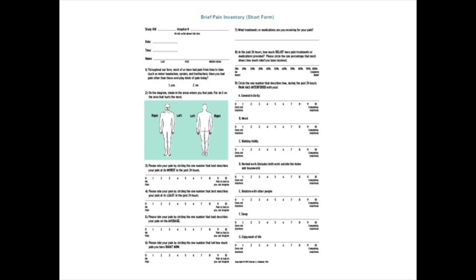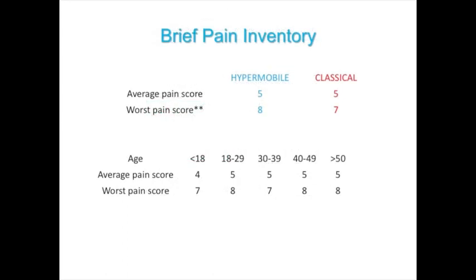In our clinic, we use the brief pain inventory. I have patients complete this questionnaire when they first come and at all subsequent visits. And as I speak here, I'm going to give you a little bit of data from the Harvey Institute. We have done a survey of 300 consecutive patients with hypermobile and classical types of Ehlers-Danlos syndrome. And on average, the average pain score for both types was 5, and the worst pain score for the hypermobile was 8 and 7 for the classical. This is not a statistically significant difference.